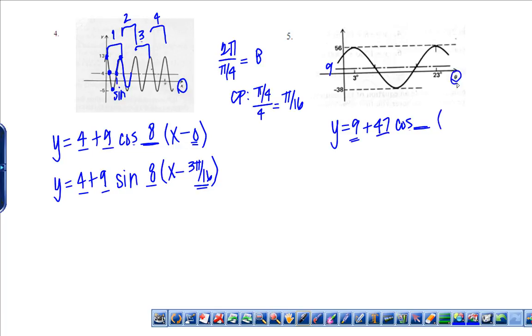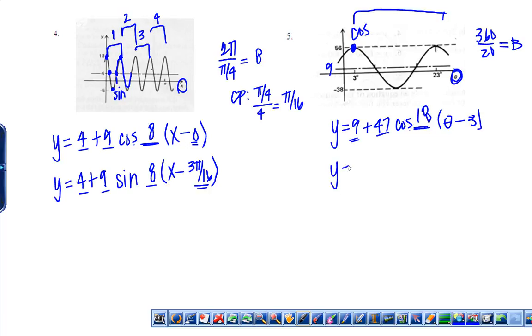Looks like we have a theta. So I'm going to say theta and decide where I want to start. Well, I'm starting here. This looks like the easiest one. So I'm going to say theta minus 3. All right, let's find our cycle. So from 3 to 23, that's a distance of 20. So this is going to be 360 over 20 to get our b value, and that is going to be 18.